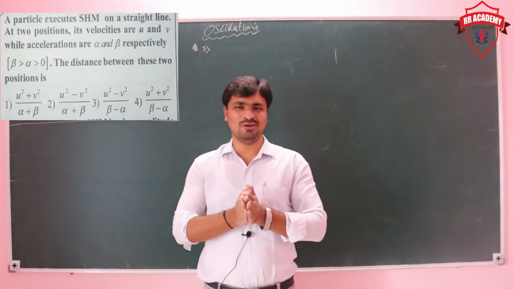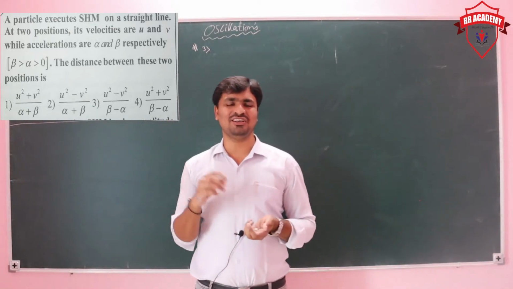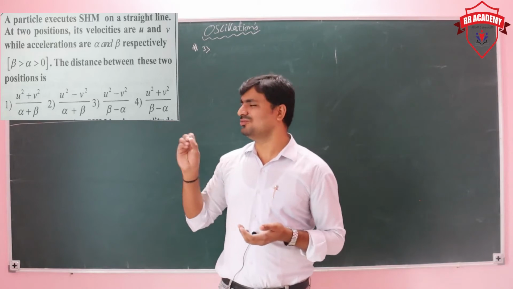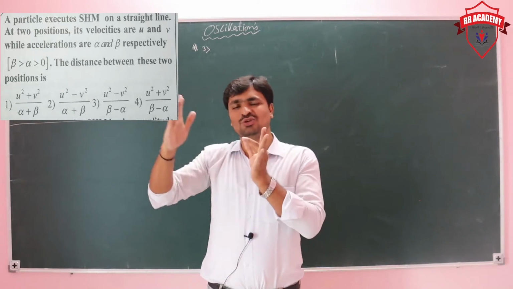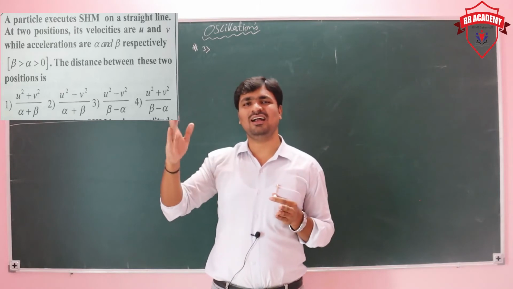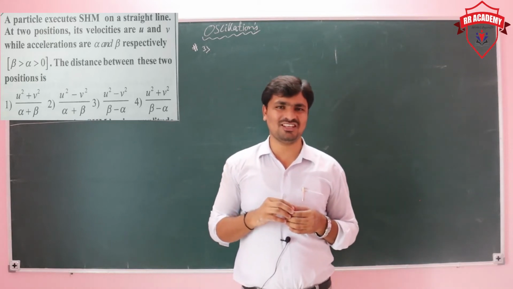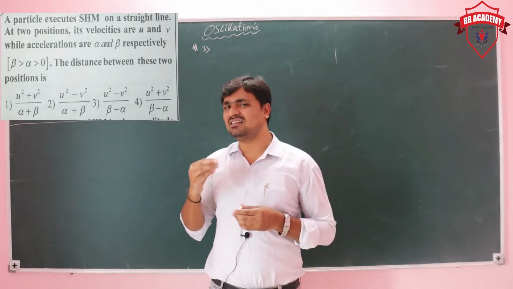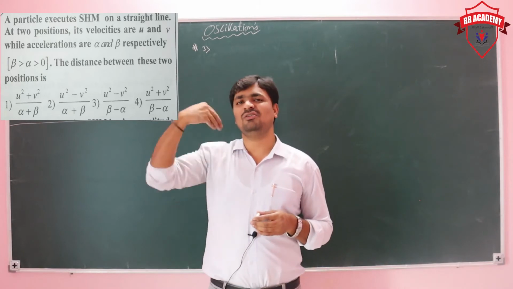Okay, let's see one more problem, an interesting as well as easy problem. A particle executing simple harmonic motion in a straight line has velocity u at a point and velocity v at another point, meaning velocity at two different instants, and the accelerations are alpha and beta. One condition is given: beta is greater than alpha, meaning the acceleration at the point with velocity v is more.